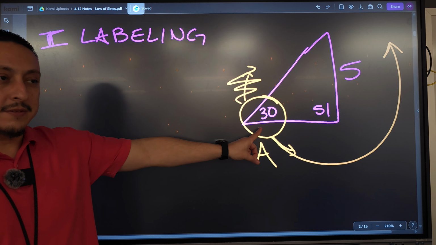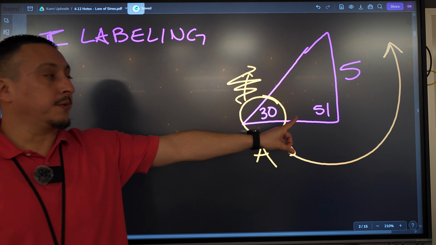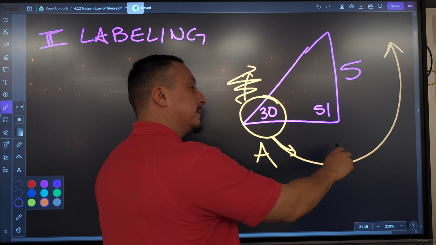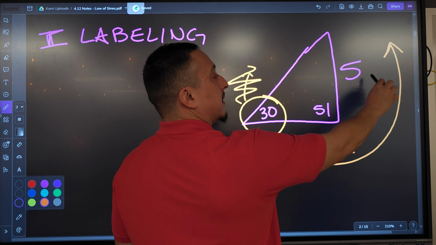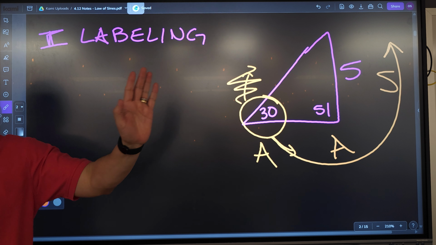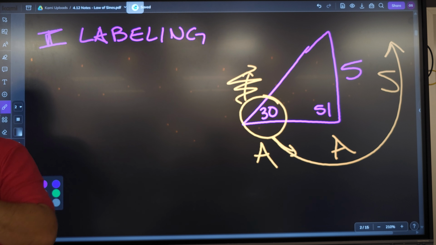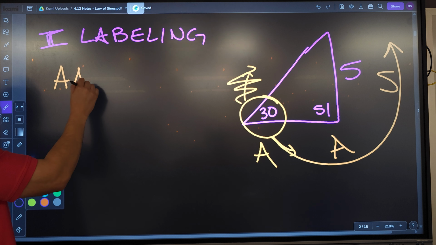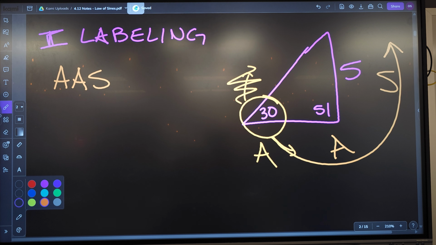So that's an angle. The next number I come across is what? This 51. Angle and side. Does everybody see that? Angle, angle, side. This is the first time you label like this. This is called the angle, angle, side problem, because it was angle, angle, side. Okay, and why does that matter?